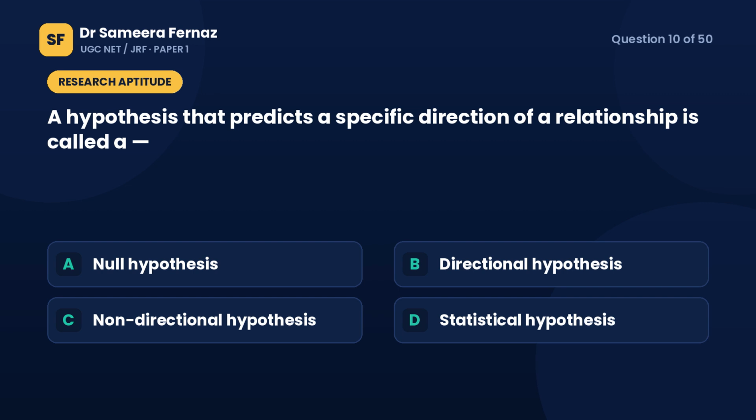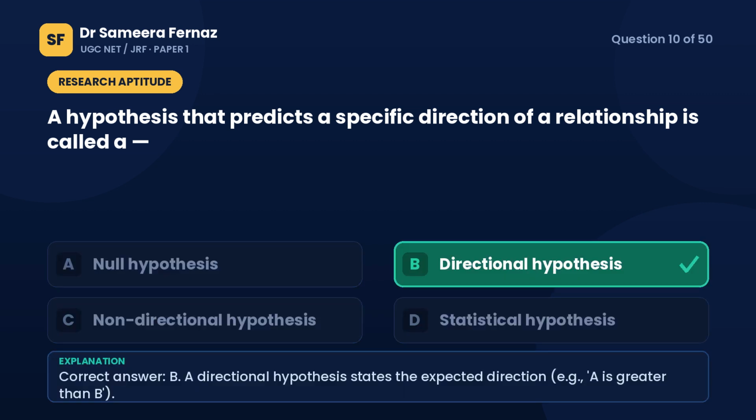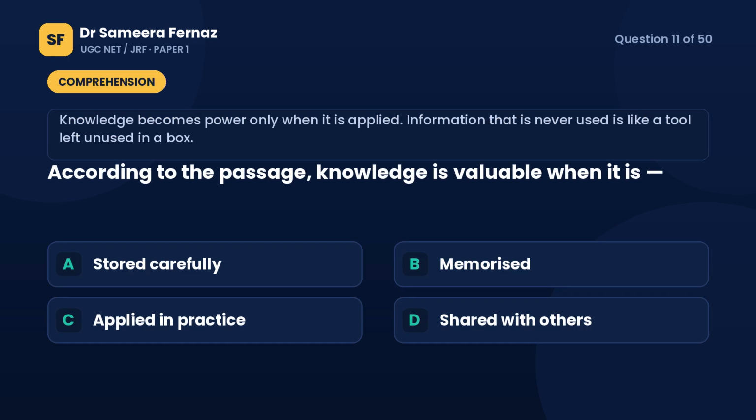Question number 10, Research Aptitude. A guess that says which way the result will go. What is it called? So the answer is option A, a directional hypothesis. It predicts the direction, like A is more than B.